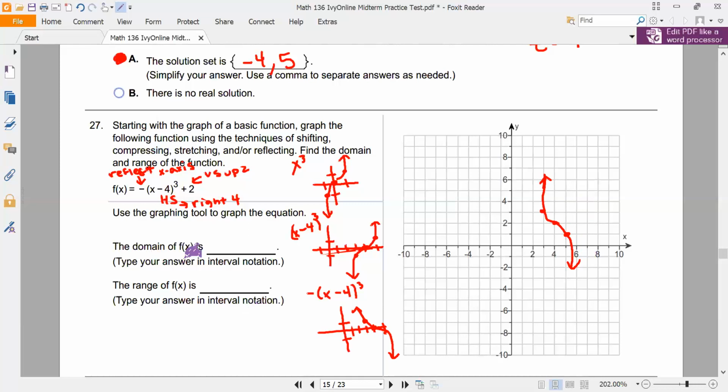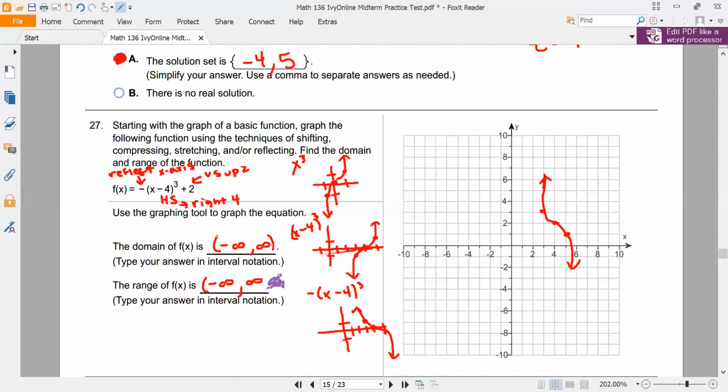So the domain is still all real numbers because this is a polynomial. Polynomials should have all real numbers as their domain. And this also has no range restrictions. This goes up and down forever, so it's also negative infinity to infinity.